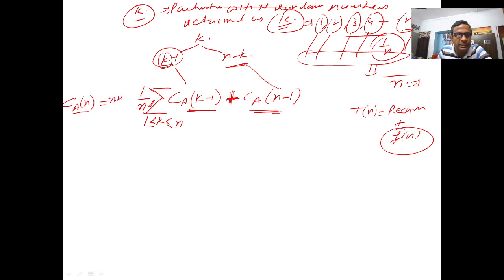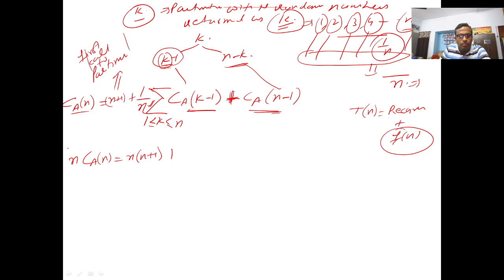So we need to add this n plus 1, which accounts for the first call to partition. This is the time taken for the first call to partition. Now try to multiply both sides of this equation by n. So n C_a(n) will be equal to n into n plus 1, plus the n gets cancelled, the sum for k from 1 to n of C_a(k minus 1) plus C_a(n minus k). Now try to evaluate these terms.